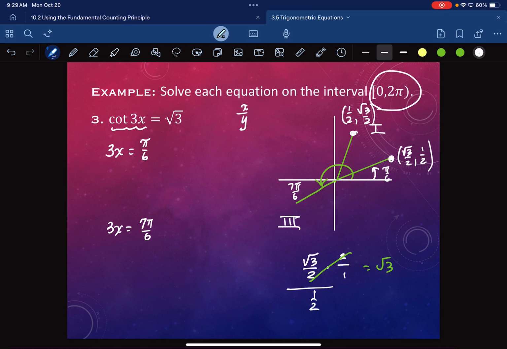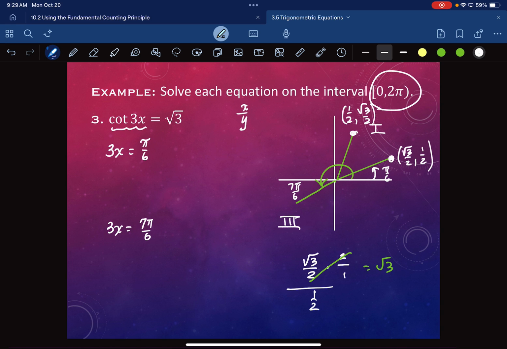I'm going to have 3 times as many solutions. So normally, if this just said x equals, I'd have 2 solutions, because the unit circle, in most cases, gives me 2 answers. But because this says 3x equals, I'm going to get how many solutions? 6. I'm going to get 3 times as many solutions because it says 3x equals.